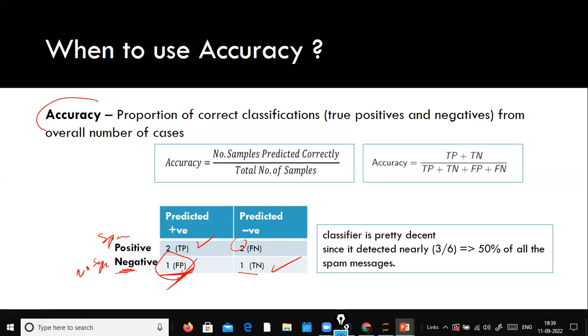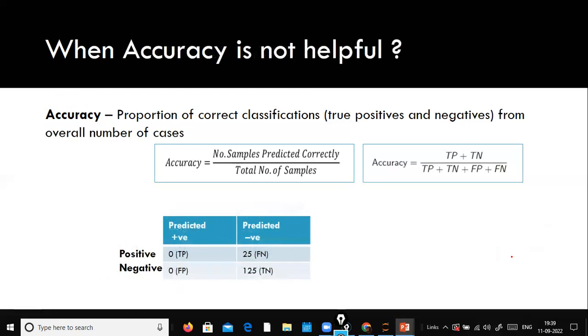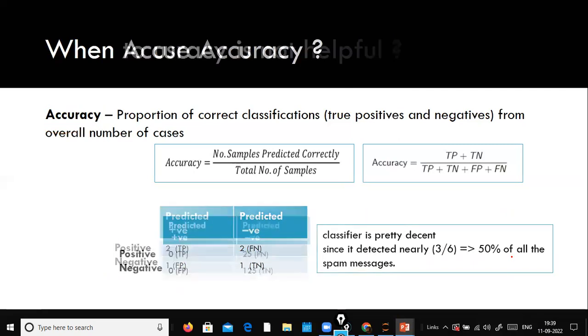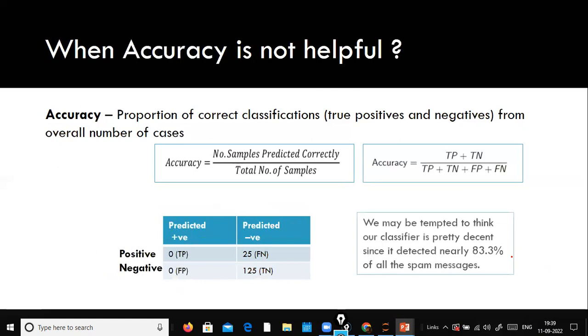Okay, now use the accuracy metric. Let's see what happens. Here, true positive plus true negative, 2 plus 1 is 3. And if you add all the values in the denominator, you get 6, so 50%. So my classifier is pretty decent, since it detected nearly 3 divided by 6, 50% of all the spam messages. My model accuracy is 50%. That means my model correctly predicted the spam as spam. Okay, at least in this case it is fine. But let us take another example.